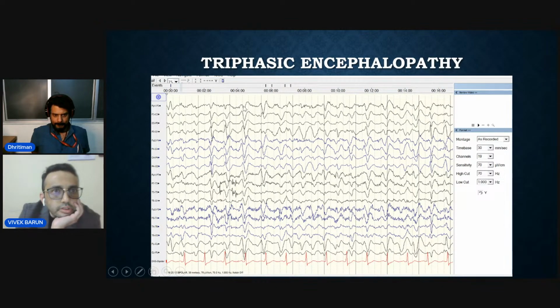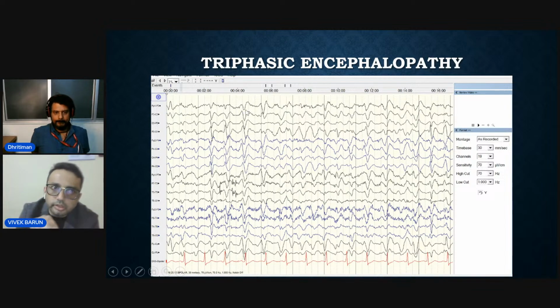This is one phase, this is another phase, and this is the third phase. In this, one is the negative phase. Up is negative, down is positive. For a triphasic wave, you have to have 3 phases: negative, positive, and negative. And the amplitude of the positive phase will be maximum.